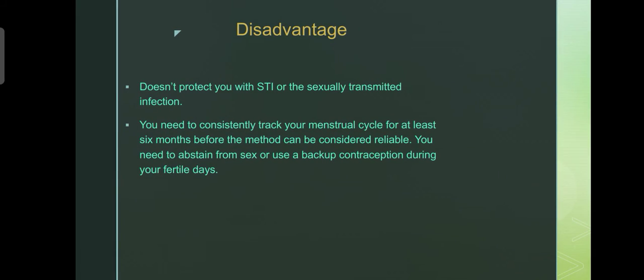The disadvantage of the calendar method is that it doesn't protect you from STIs, or sexually transmitted infections, and also HIV. You need to consistently track your menstrual cycle for at least 6 months before the method can be considered reliable. You need to abstain from sex or use backup contraception during your fertile days if you don't have a normal menstrual cycle.